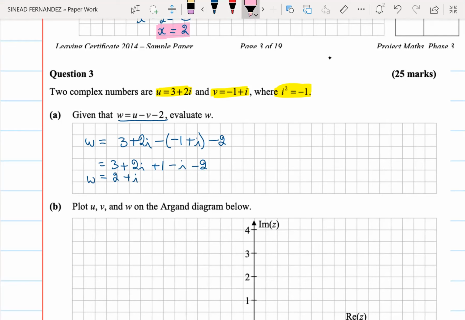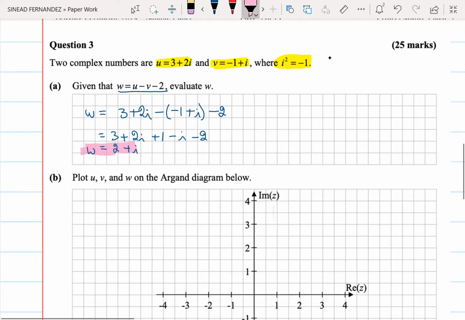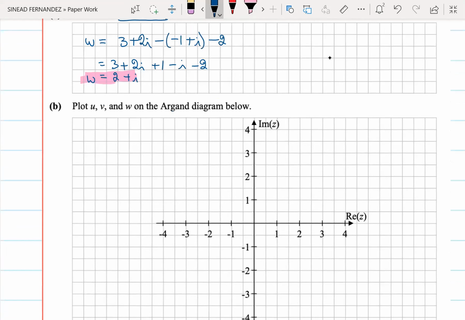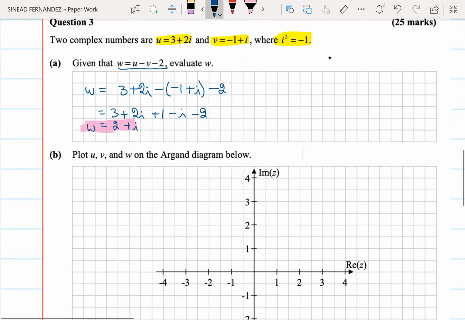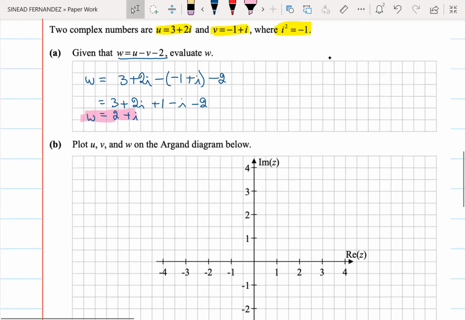Okay, so now we have 3 complex numbers. We have w, and we have u and v from up at the top. Now we have to plot them all on this Argand diagram below. Let's go with u first of all. u is 3 plus 2i. So 3, and this is the imaginary axis, 3 plus 2i. So that's right here. That's u.